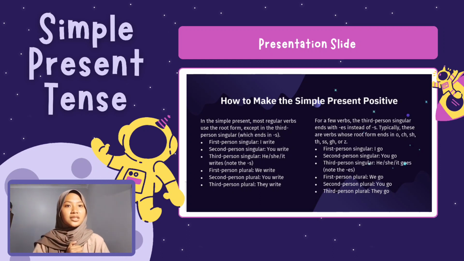For a few verbs, the third person singular ends with es instead of s. Typically, these are verbs whose root form ends in o, ch, sh, th, ss, or z. First person singular, I go. Second person singular, you go. Third person singular, he or she or it goes, with the es. First person plural, we go. Second person plural, you go. And third person plural, they go.